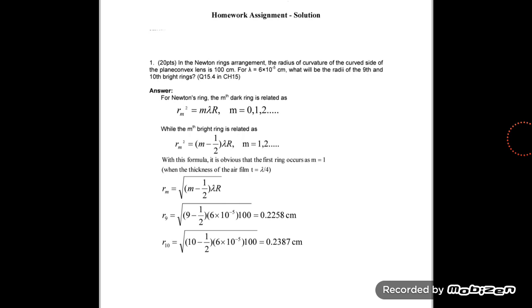With this formula, it is obvious that the first ring occurs at m equal to 1, when the thickness of air film t equal to lambda by 4. Then we take the formula Rm equal to root of (m minus half) lambda R. By putting the values, we have R9 equal to 0.2258 centimeter, and the value of R10 is 0.2387 centimeter.